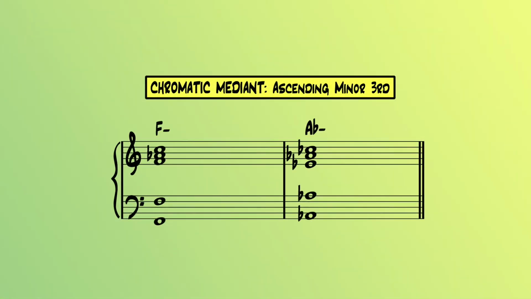The two chords we'll be looking at for the Chromatic Mediant relationship are F minor and A flat minor. So this creates an ascending minor third relationship between two minor chords.